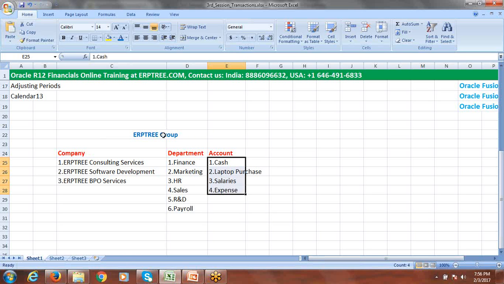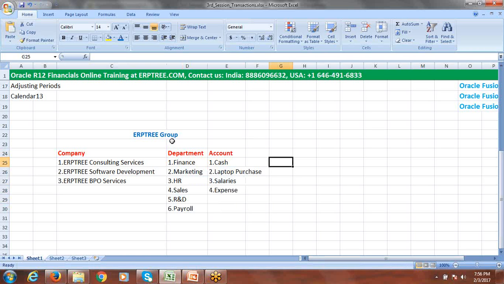We have an ERP3 group. Under that group we have companies, departments, and accounts. Under companies we have these 3 companies. Under departments we have the 6 departments. Under accounts we have these accounts.